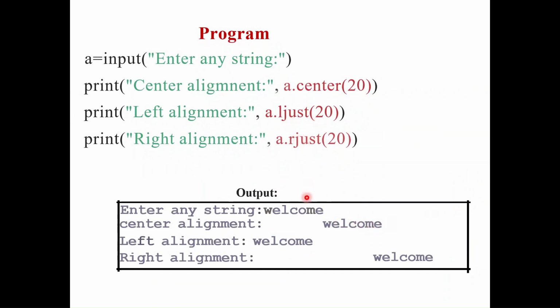And the ljust function is for left justification. So it is aligned to the left end. And the rjust function will align the text to the right. So we will get the welcome message at the right of the given 20 character width position.